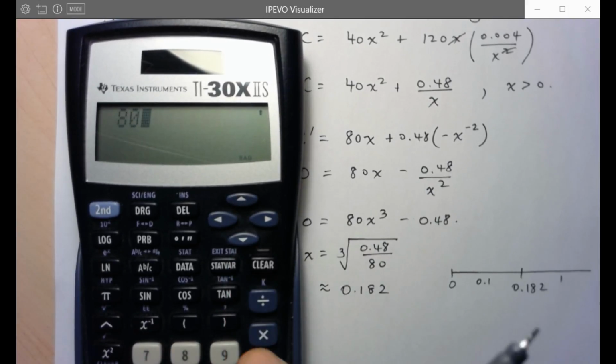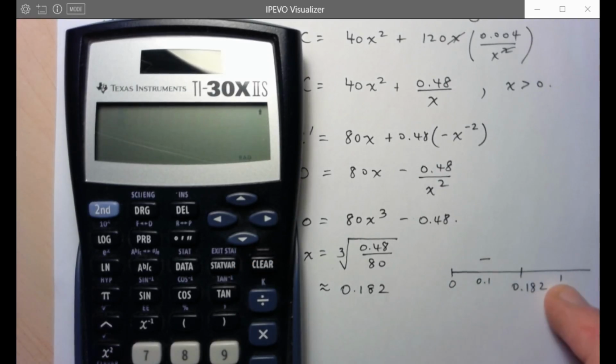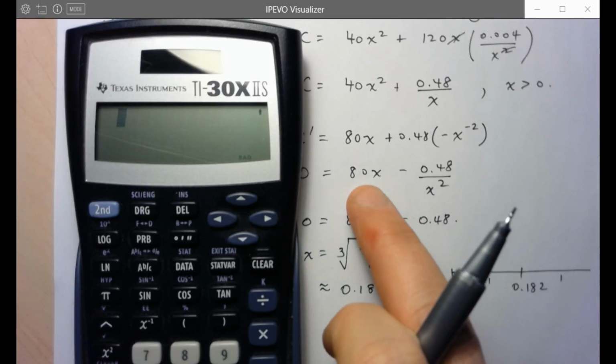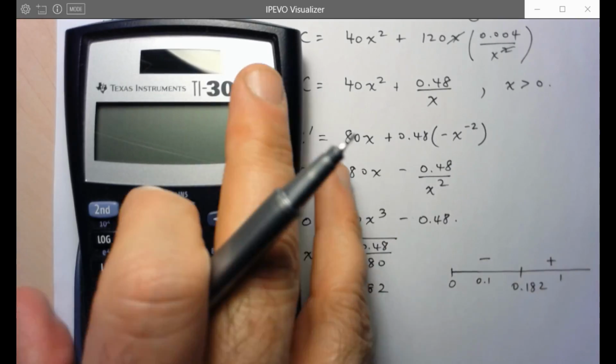So we have 80 times 0.1, okay, and then minus 0.48 divided by, what is that? 0.1 squared. All right, and we've got something negative. And then let's stick in x equals 1. Well, that's just going to be 80 minus 0.48. So clearly that's going to be positive.